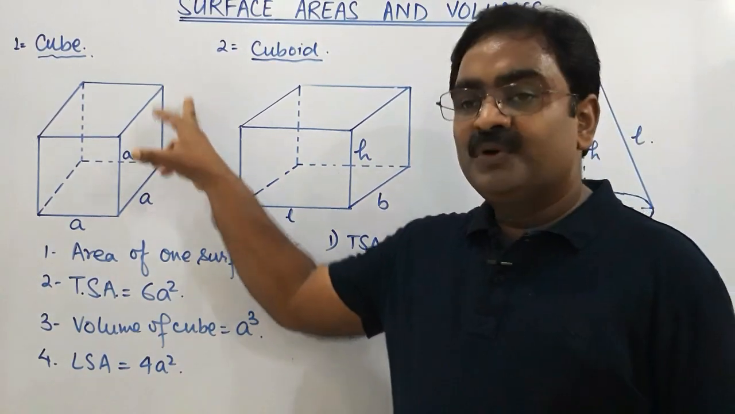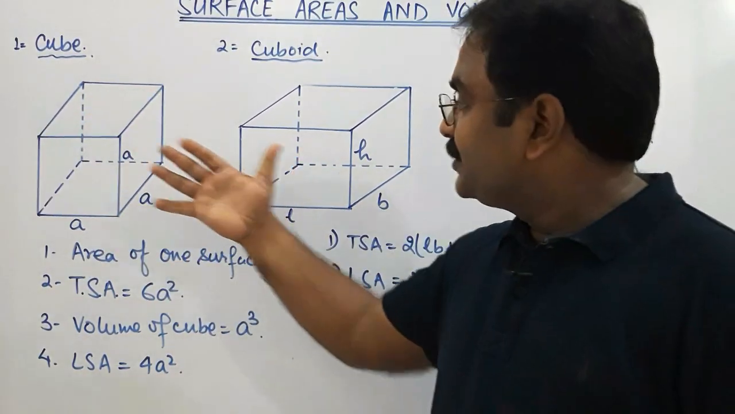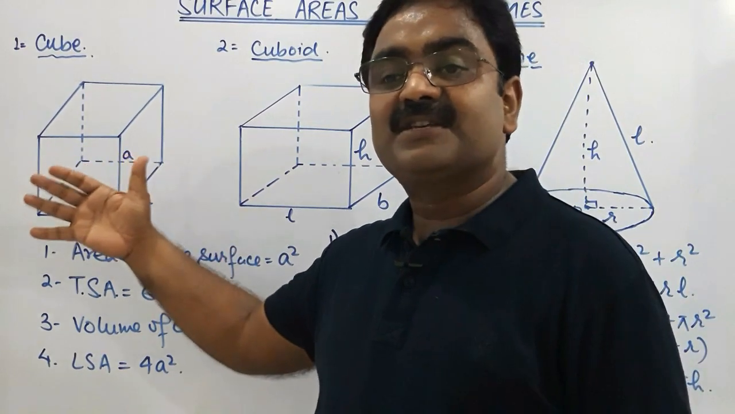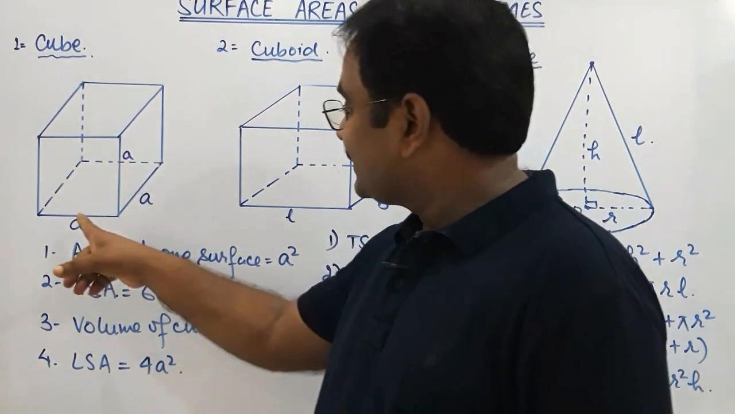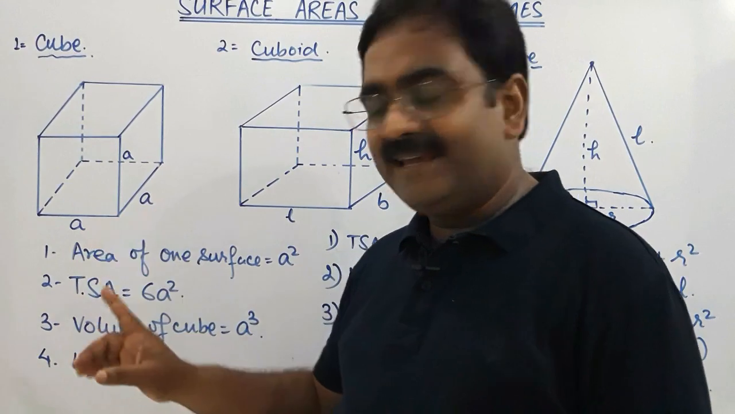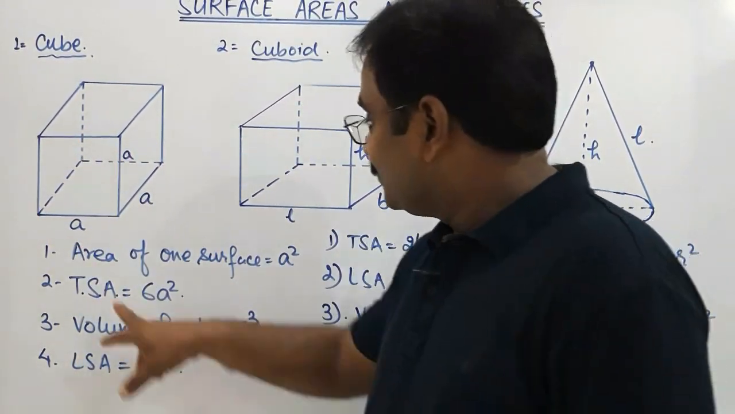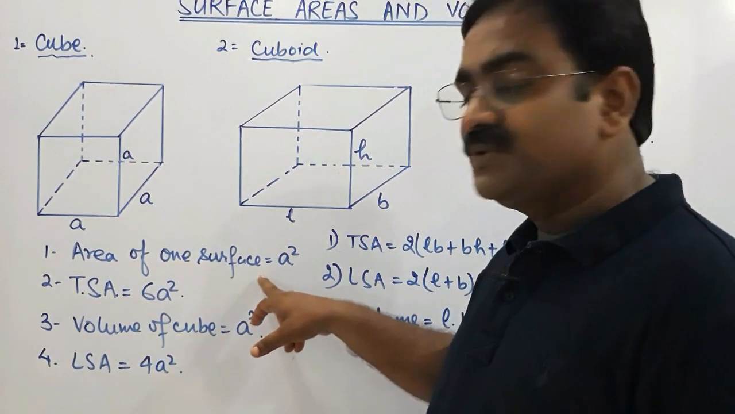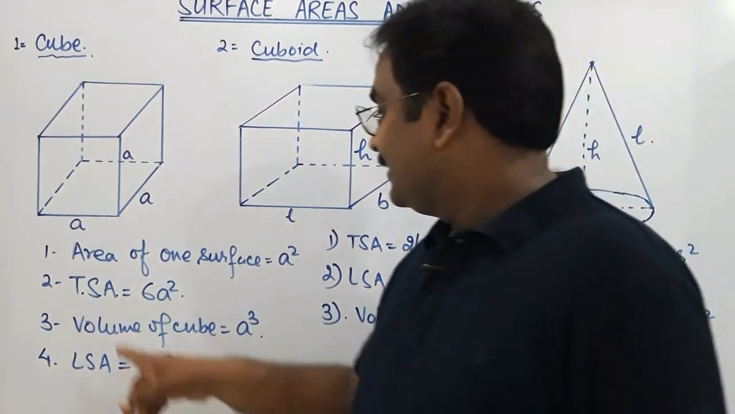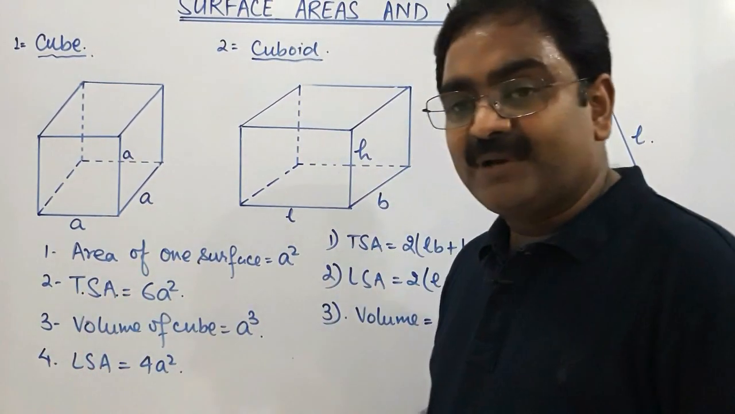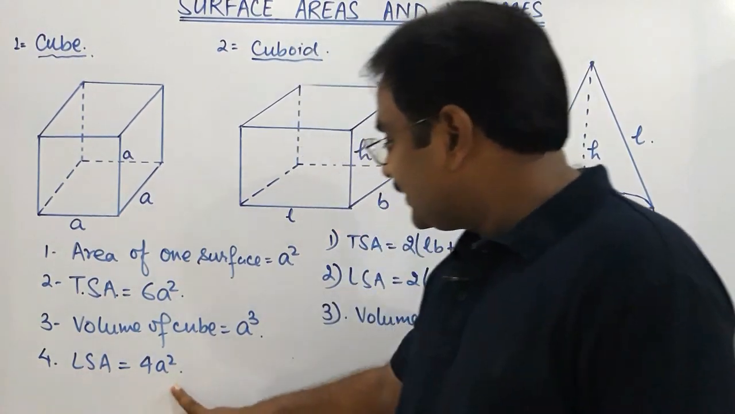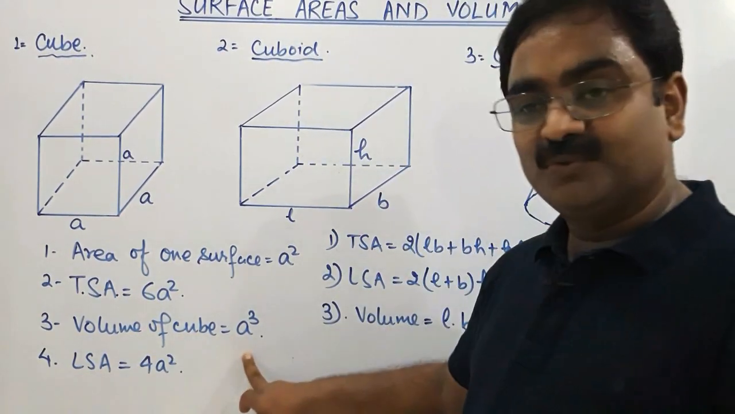So the cube: as you know, every surface of a cube is a square. The side of the cube is a, so one face of the cube is a square. The area of one surface is a square. The total surface area is 4a square, the lateral surface area is 4a square, and the volume is a cube.